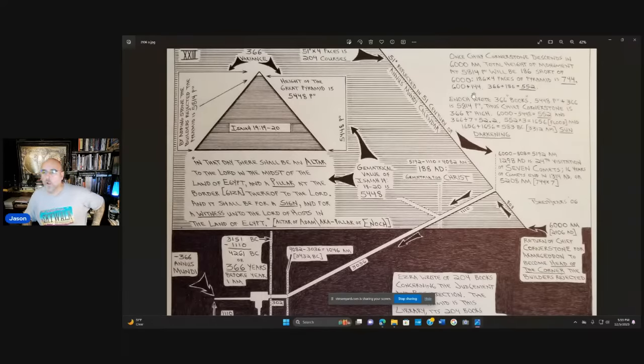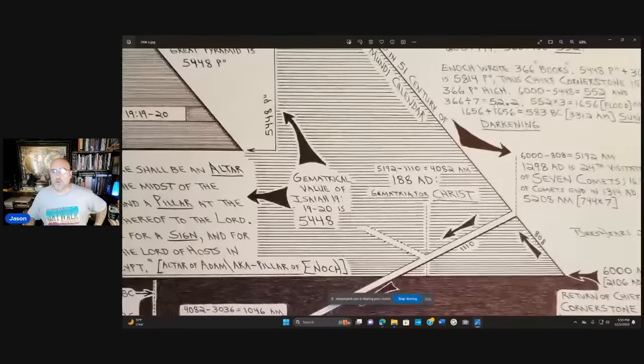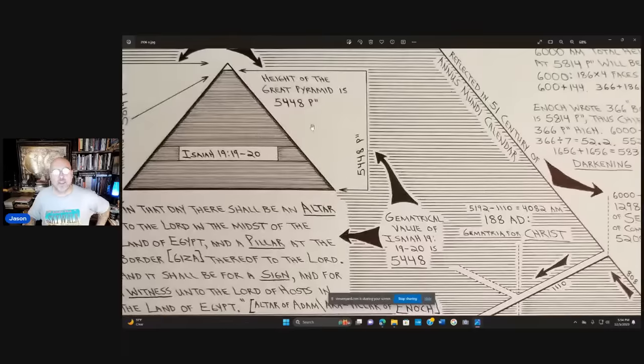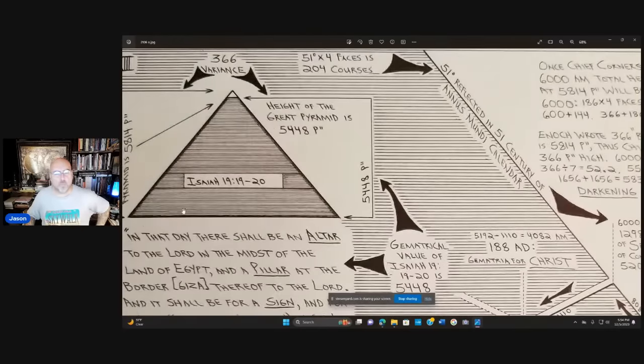So we have a reference in the Book of Enoch that Enoch wrote 366 books. I find that very intriguing. Here it is: Enoch wrote 366 books. What are we looking at here? What is the Great Pyramid? What are all these 203 levels of blocks containing all these bricks? Is this a book? And if it is a book, it's the book of what?